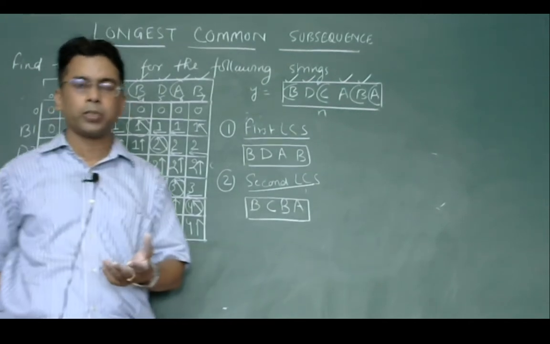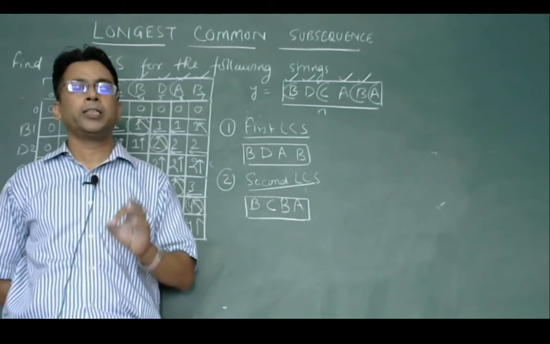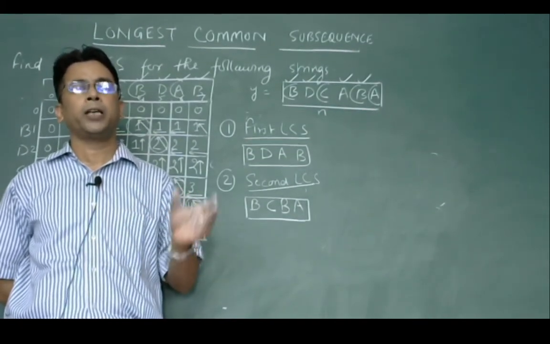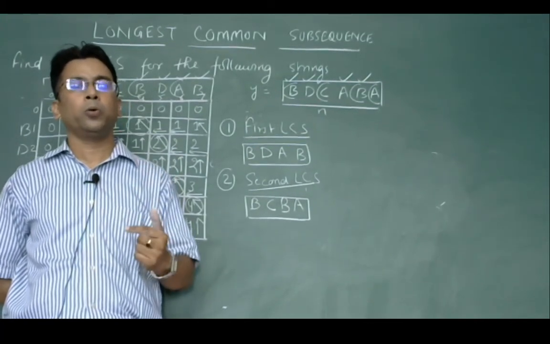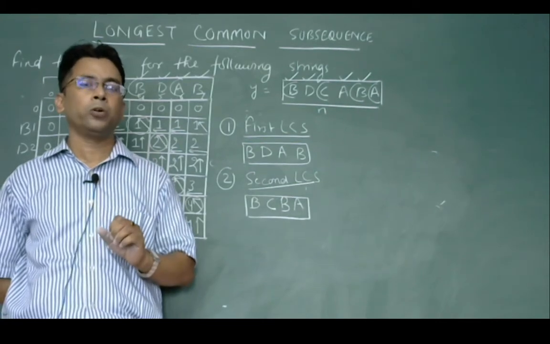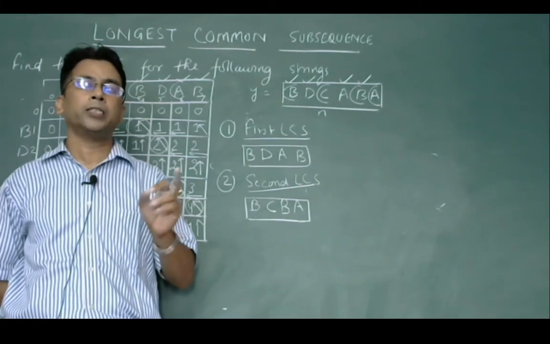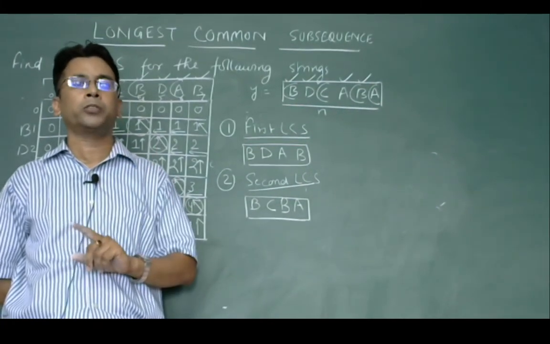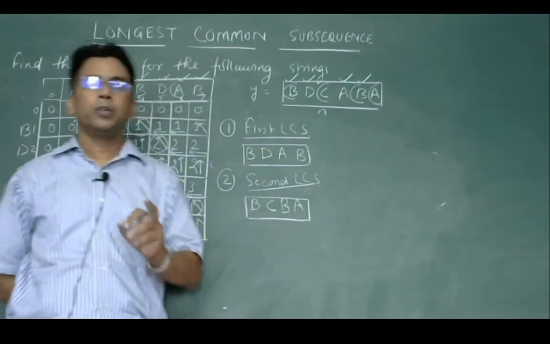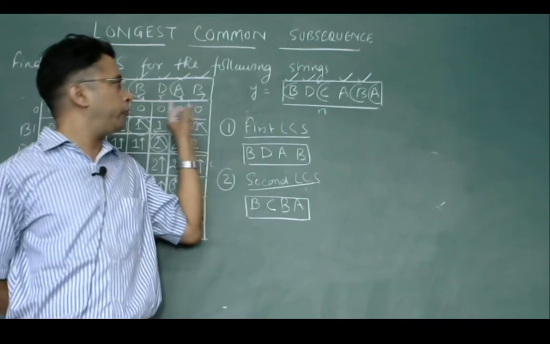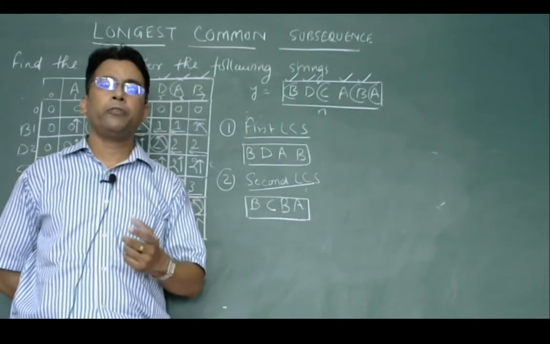So I summarize all this: first create a matrix of size m cross n, where m is the length of first string, n is the length of second string, and the first column and the first row of the matrix are filled with the value 0, because in the algorithm we have written that for i equal to 1 to m, C[i,0] is equal to 0, and for j equal to 1 to n, the value of C[0,j] is equal to 0. So we have filled the first row and first column as 0. After that we have to fill the C[i,j].